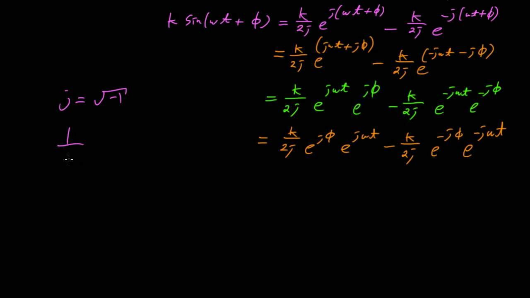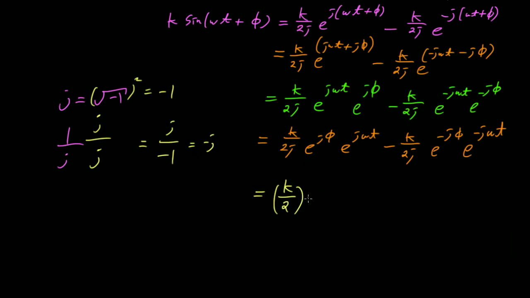This is a fundamental property of the imaginary unit, that if I take 1 over j times j over j, on the bottom I'll get j squared. And remember, if I square this, that just gives me -1, right? So I'll be left with j times 1 is just j, divided by -1, which is equal to -j. So now if I put that into this expression, I have, on this side, minus j. Actually, I'm going to write it this way: k over 2, and I'm dividing that by j, and that's the same thing as minus j, e to the j phase, e to the j omega t.